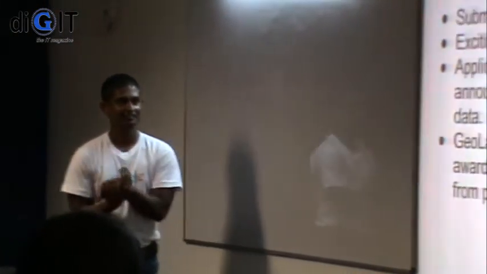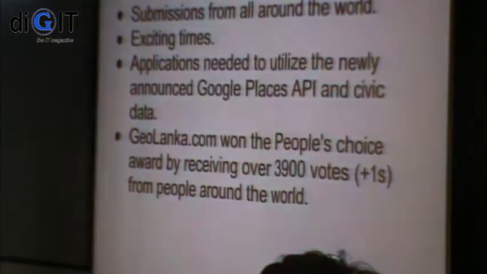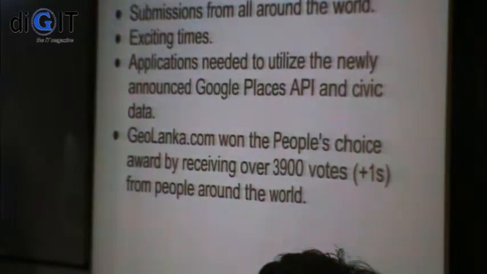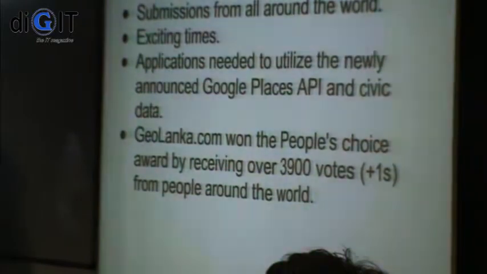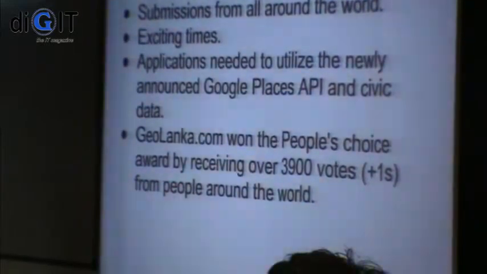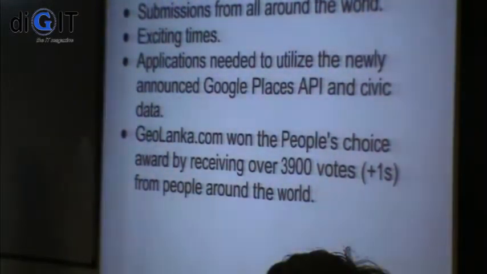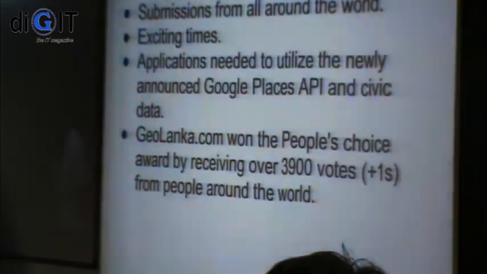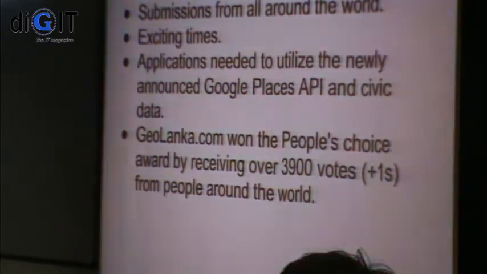I would say we were not sleeping at those times. Submissions were from around the world, and there were two categories of prizes. I would say one is the Judges' Choice Award and the other the People's Choice Award. Right. So there were submissions from Brazil, India, and so many other countries who participated, almost more than 40, I would say. So geolanka.com won the People's Choice Award. It's unbelievable, and we got 3,900 plus votes.